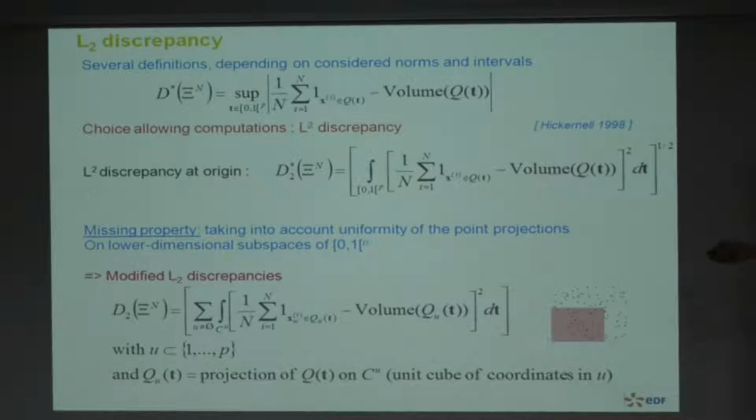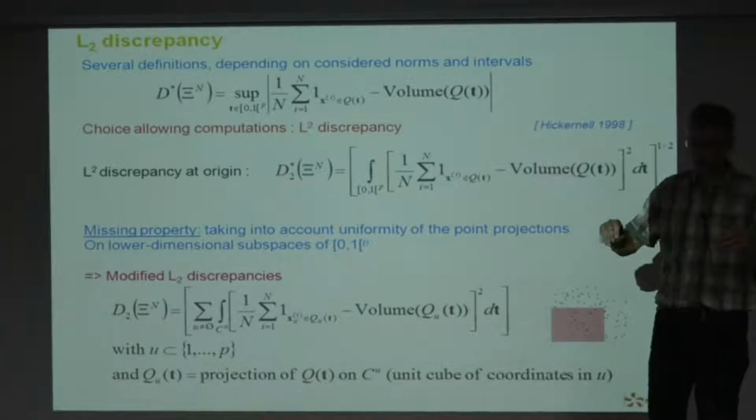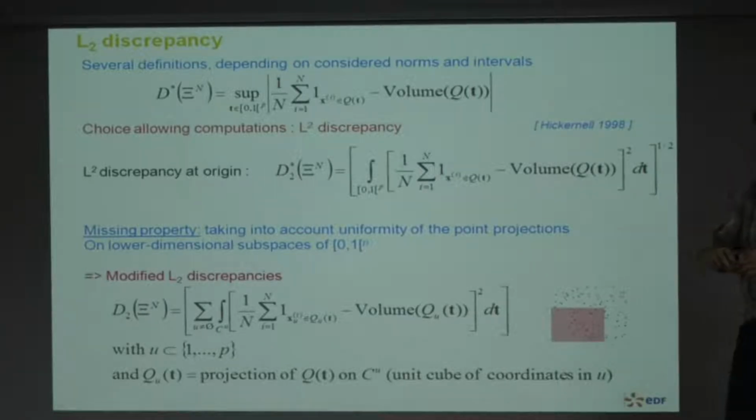Okay, so I come back to my history of discrepancy. There are several definitions depending on the norms and on the intervals that I consider. So I consider the L2 discrepancy. This is the general form. And if I want the discrepancy, consider the problem in dimension p.